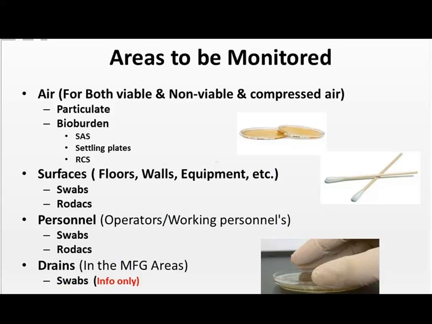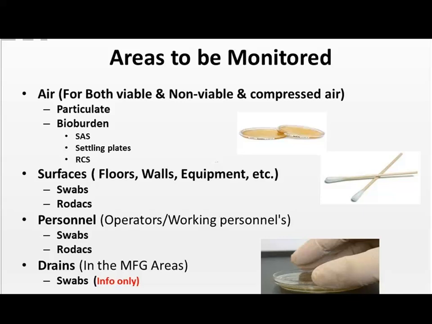So the main areas that we monitor are the air. We monitor surfaces, we monitor personnel, and we also monitor drains. And you think, well, why do we monitor drains? Well, we have drains, and we should have drains in our manufacturing areas so that anything we clean with, the things that we're dumping, can obviously go down the drain. This is for information only. We know that this is going to give us quite a bit of contamination, but we want to see what we are generating and what's being rinsed out of our manufacturing areas.